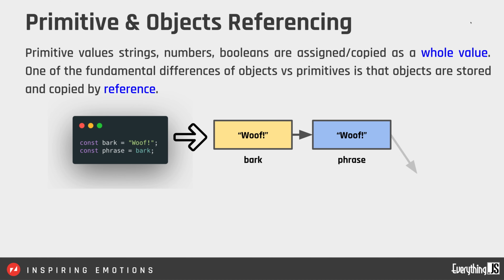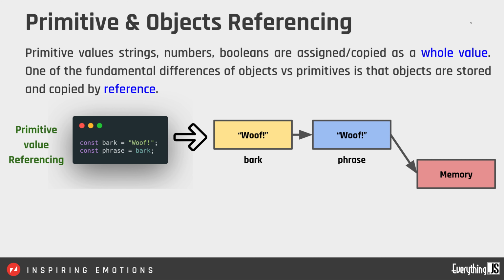Here is how primitives are stored in memory. Basically, we have bark, which has the literal woof, and we have assigned bark to trace. So the keyword woof inside bark is copied into trace and stored in memory. So primitive literals are stored in the stack.